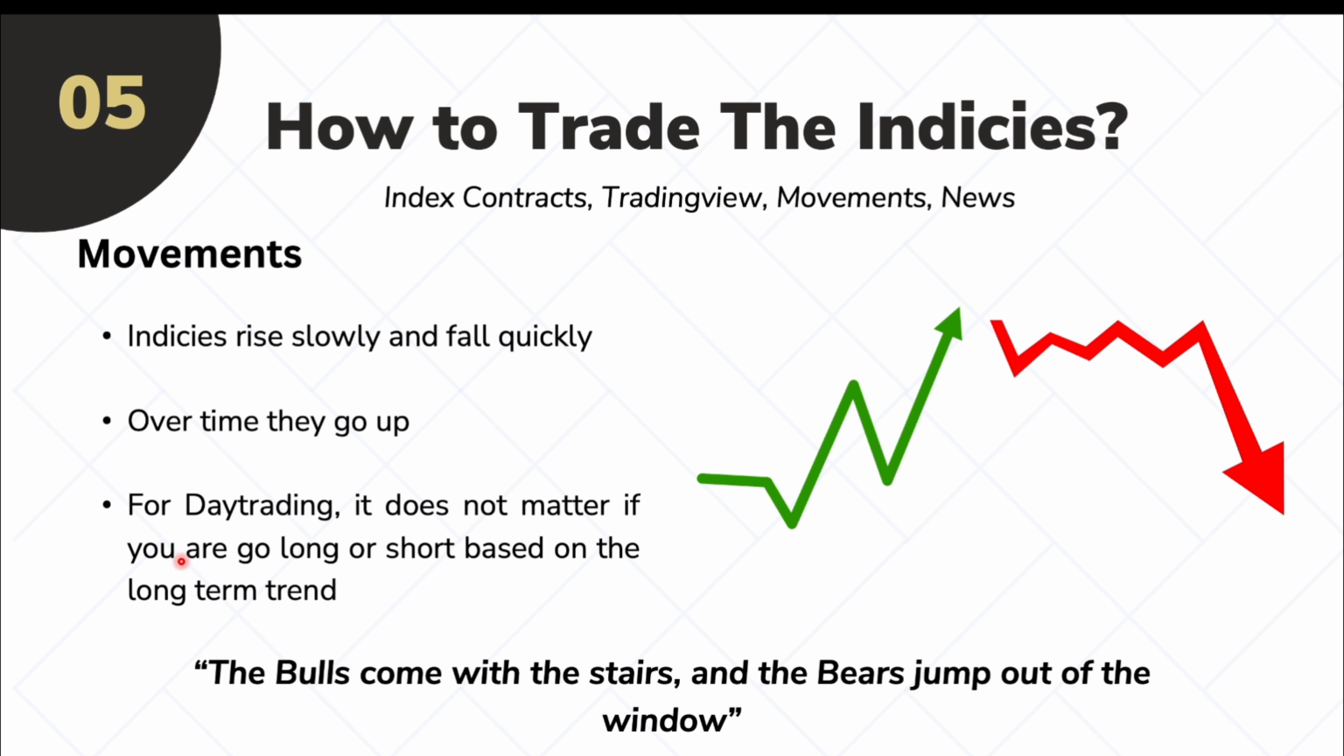And a very important note here, for day trading, it does not matter if you're going long or short based on a long-term trend. You know indices will go up over time, but you can go long, you can go short. And the amount of up days, so green days, and red days, down days on specific indices are around 50-50. But over time, you will see that the green candles are bigger than the red candles. So over time, the trend will go up.